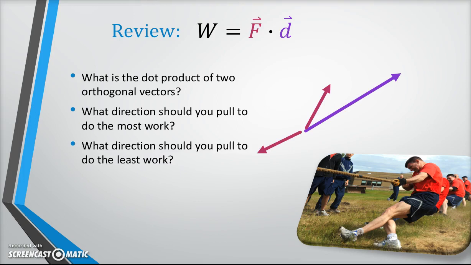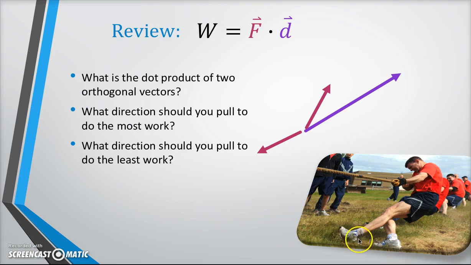Related question. What direction should you pull in to do the least work? That is, to make your dot product the smallest. Think about it, prepare to be argued with, write your answer down, press play when you're ready. This is a tough one. How do we define the least amount of work, given that work is a scalar?